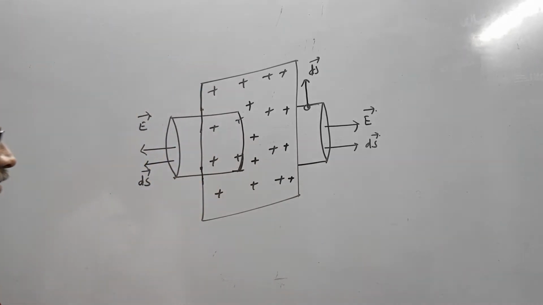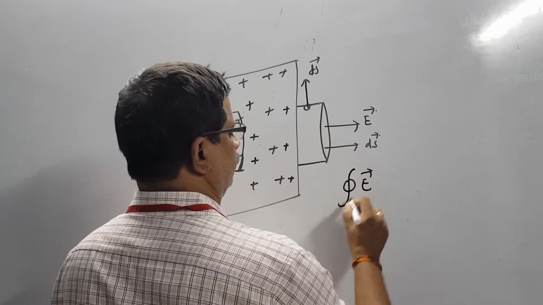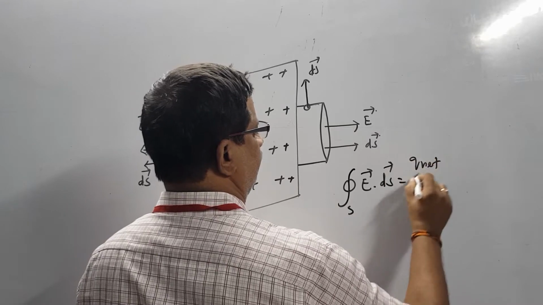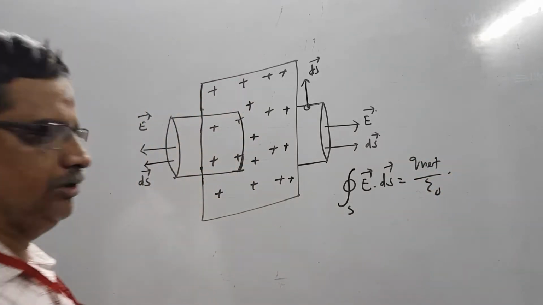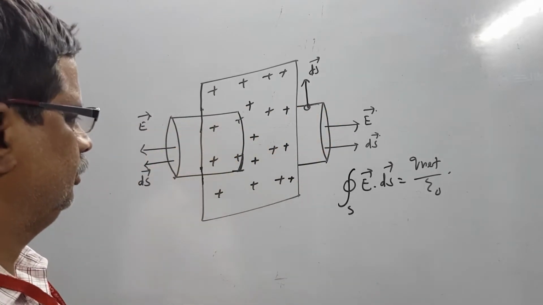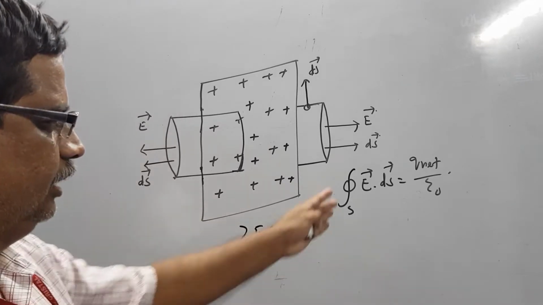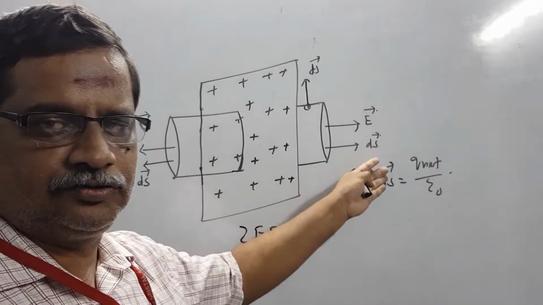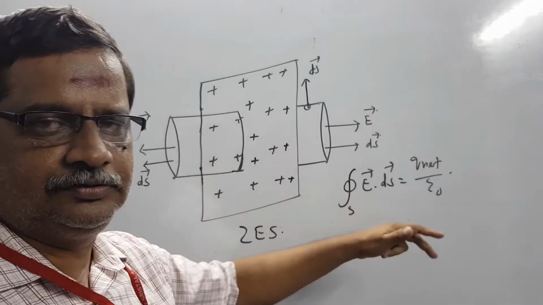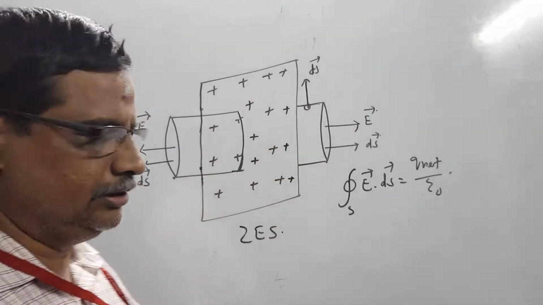According to Gauss theorem, you can write it as integral E dot dS equal to Q net divided by epsilon 0. Now, as we have seen, the net flux through the faces will be 2 into ES. Now why 2 into ES? Because integral E dot dS is E dS cos theta, and cos theta is 1. So integral E dS, take E outside, integral dS is the area of the two faces of the cylinder, and there are two faces.